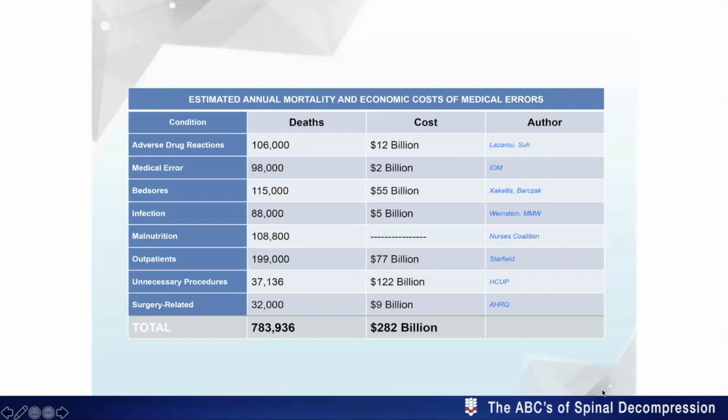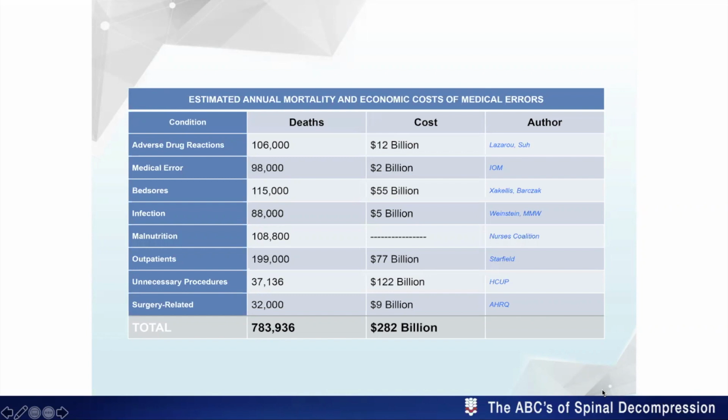Let's look at this one. This is very big. Everyone talks about Corona, COVID. Let me tell you, one's a beer and one's a disease. Adverse drug reactions: 106,000 deaths annually at a cost of $12 billion. Medical error: 98,000 deaths annually at a cost of $2 billion. Bed sores: 115,000 deaths, $55 billion. You think Cuomo's screwing up?